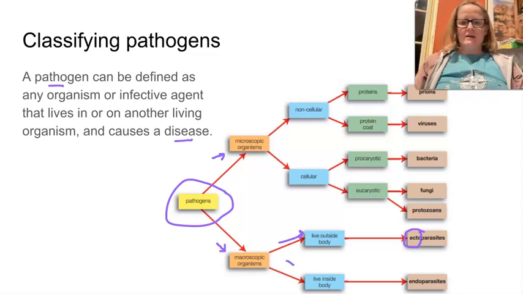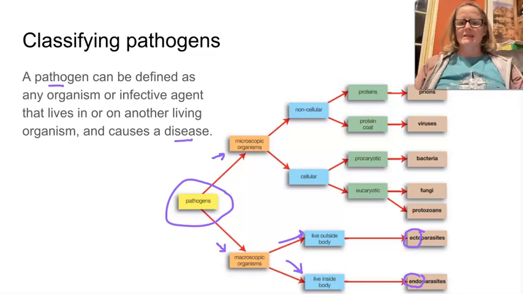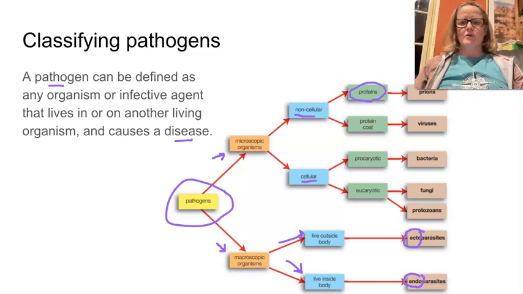If it lives inside the body, so it might be some kind of worm, like a tapeworm, or a nematode on a potato causing rot in the potato, then it's an endoparasite. It lives inside the body. If we go back to our pathogen and we can't see it, it could be non-cellular or cellular. A non-cellular one could be just made of protein. If it's just made of protein, it's a prion. And if it's got a protein coat around it and some kind of nucleic acid inside it, it's a virus.